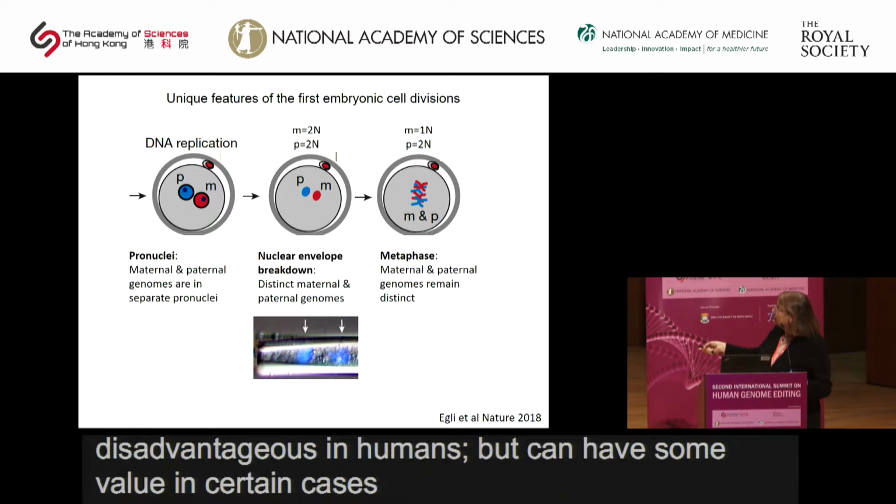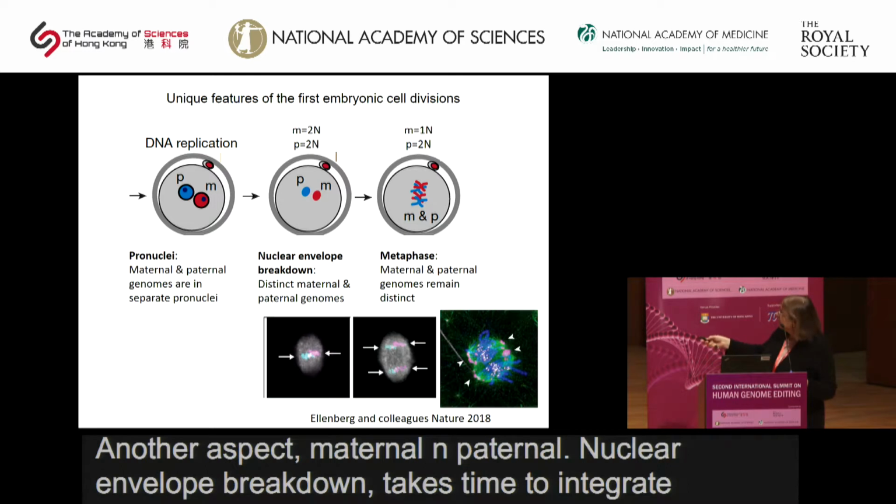So one can take out the two genomes separately. And in fact, the Ellenberg lab just recently published how separate the genomes are even upon the first division because there are two separate spindles that are formed, and maybe this is one of the reasons why human embryos are so poor in terms of having a normal chromosome complement.